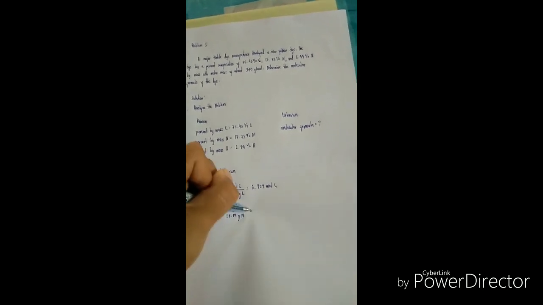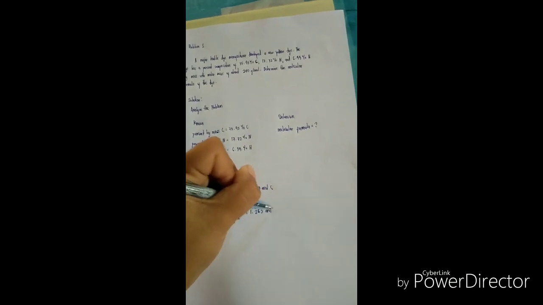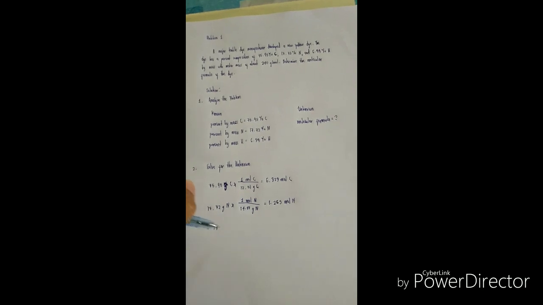1.265 mole nitrogen. 6.33 gram hydrogen times 1 mole hydrogen over 1.008 gram hydrogen equals 6.279 mole hydrogen.